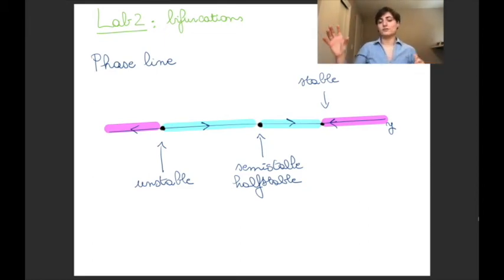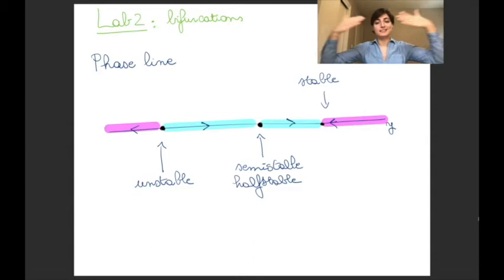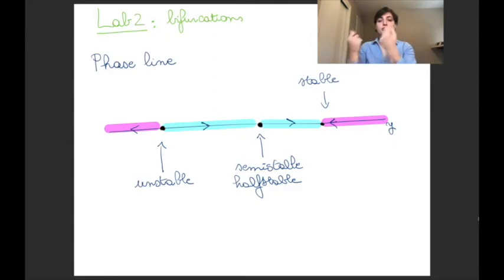On the right of our diagram we have another equilibrium that is stable. On both sides of the equilibrium, things tend to the equilibrium. That makes the equilibrium stable, because if you start in the neighborhood of the equilibrium, so not too far from the equilibrium, you tend to it.